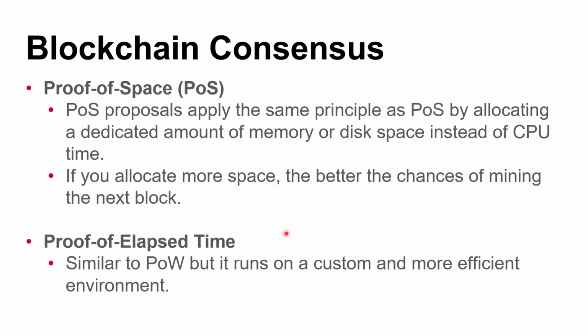Proof of space, which is getting some attention. Proof of space proposes we apply the same principles as proof of stake by allocating a dedicated amount of memory or disk instead of CPU time. And if you allocate more space, the better your chances are of mining the next block. And proof of elapsed time is similar to proof of work, but it runs on a custom, more efficient environment.